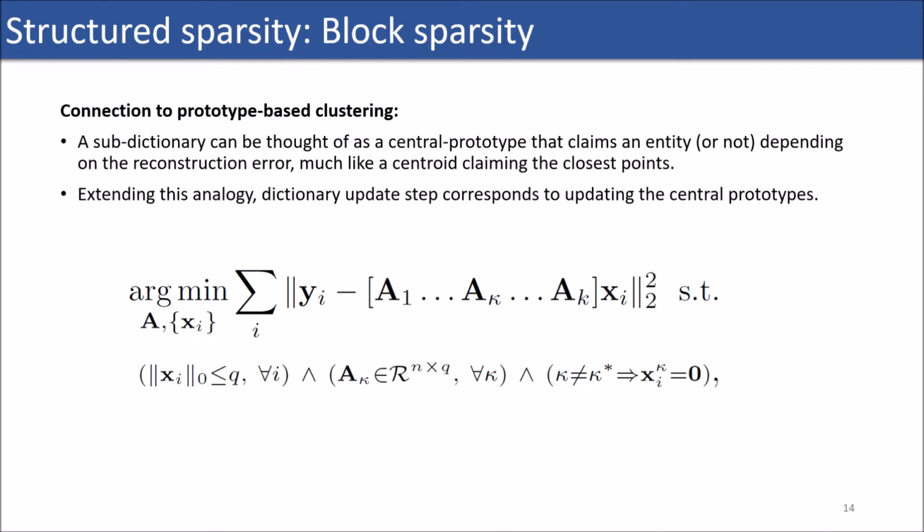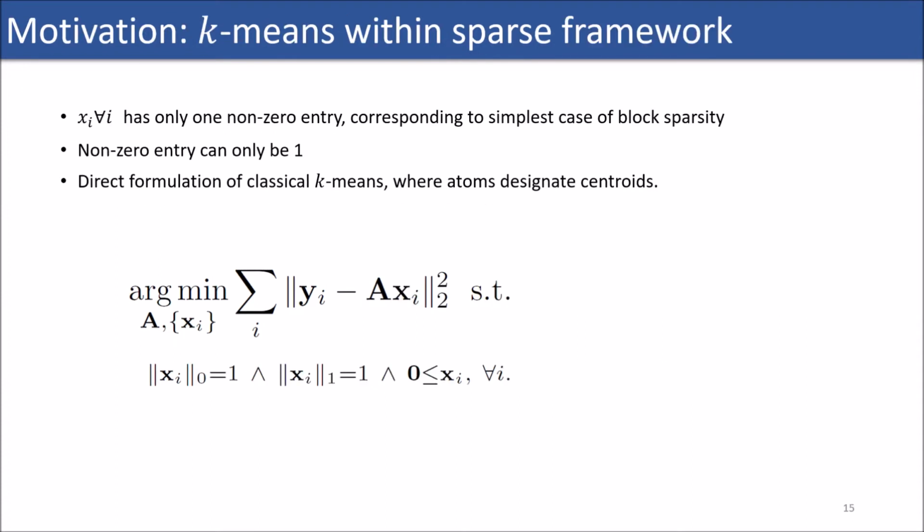A subdictionary in fact behaves like a central prototype claiming identity, or not, based on the reconstruction error, much like a centroid claiming the closest points. Dictionary update then corresponds to updating the central prototypes. K-means can in fact be formulated within a sparse representations framework as depicted. When Xi, for all i, has only one non-zero entry and that can only be the value 1, then it is a direct formulation of K-means.